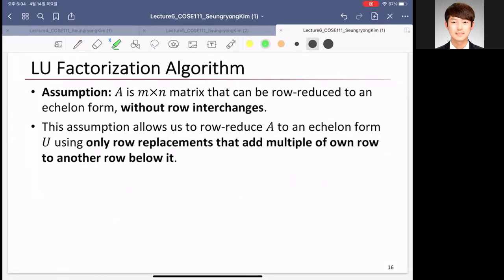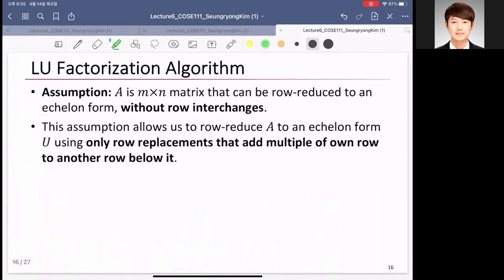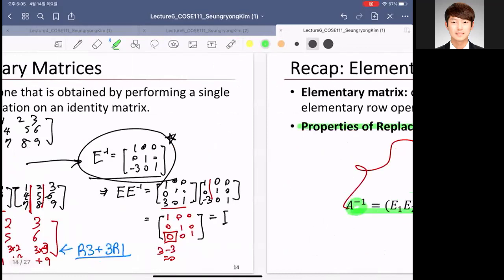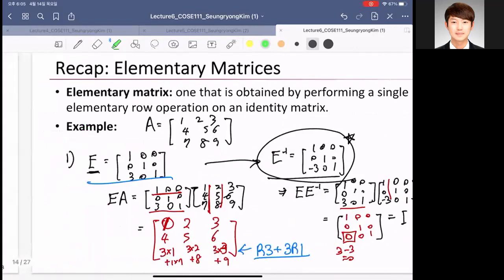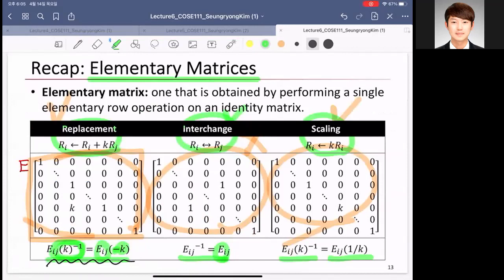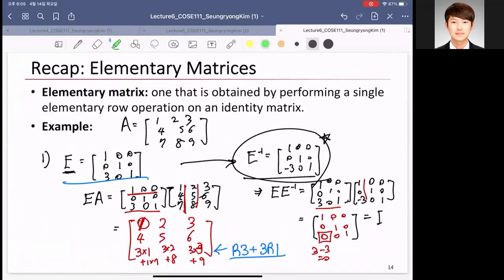Okay, so there's a question about why we did not use row interchange in this case. First of all, to derive LU factorization, if you assume there is an interchange, it does not work, right? So that's one reason why we first derive LU factorization without considering interchange. And then we can extend LU factorization to the case with interchange, right? We'll see this one later. Any other question?